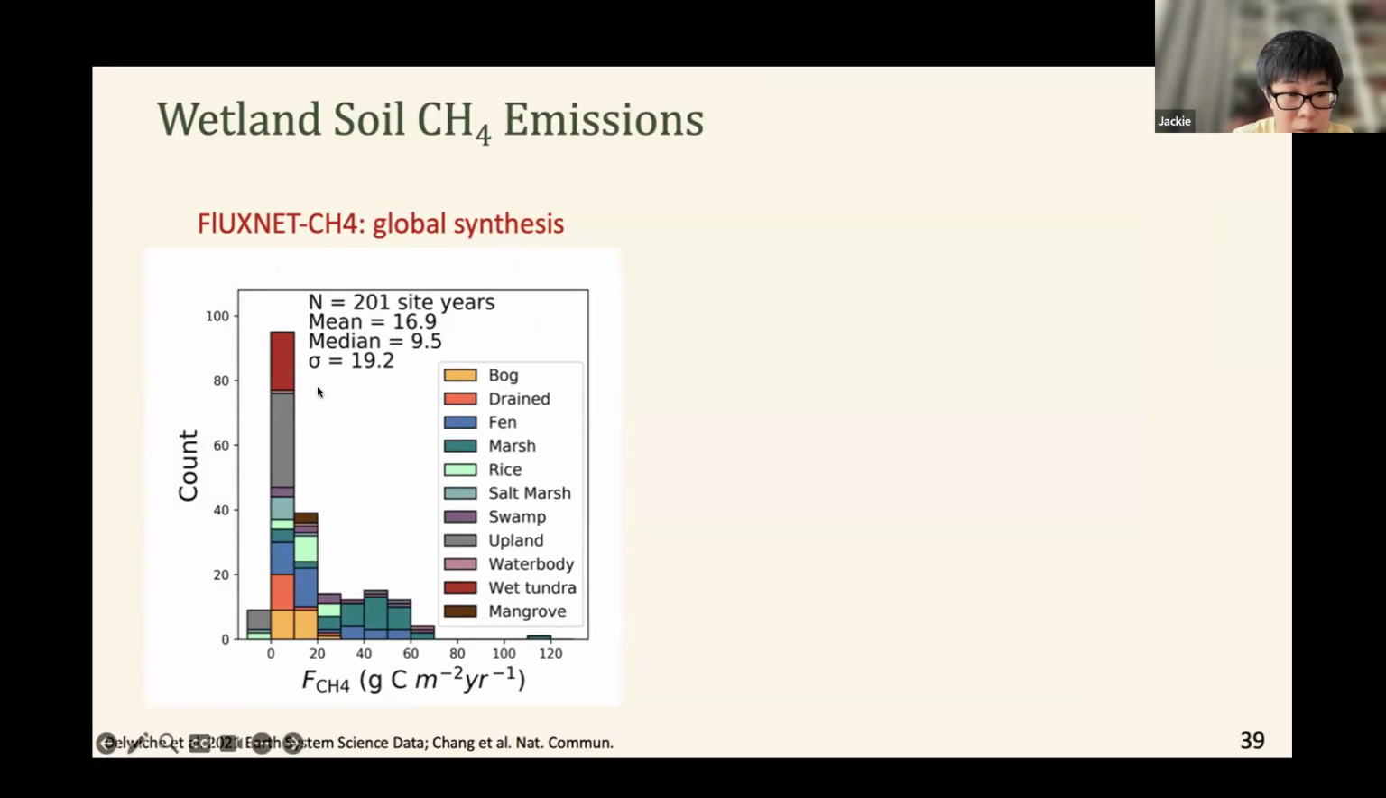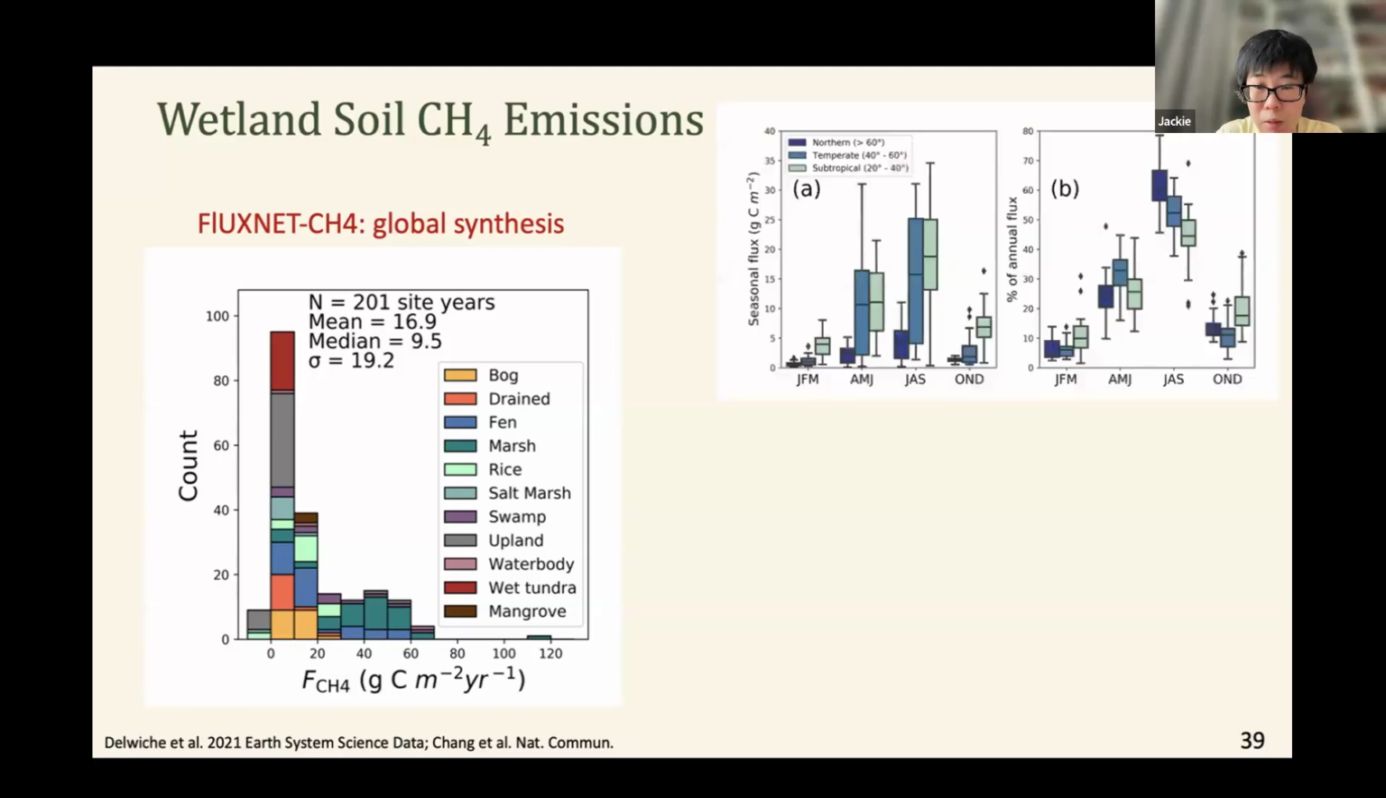For this synthesis study, we could see the average methane emissions and also the distributions of the methane emissions around the globe. They have also found strong seasonal variations of this soil methane emissions, further allocated into different latitudes. For example, if we are interested in subtropical wetland, as you can see, the highest value is found in July, August, September. For the other seasons, they all have higher methane emissions compared to the northern and temperate wetlands.